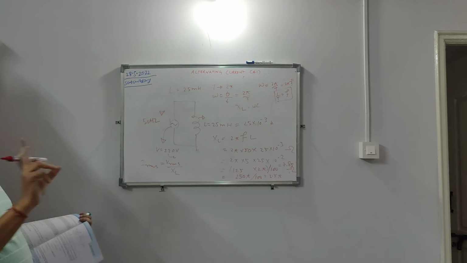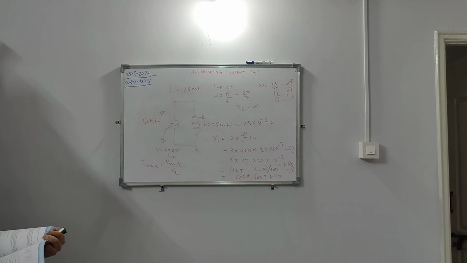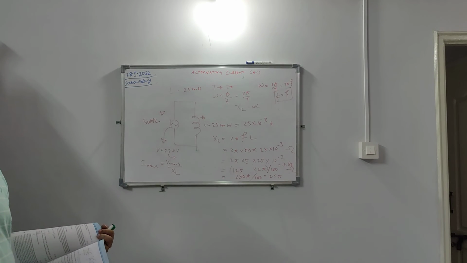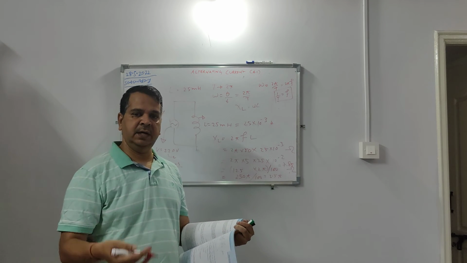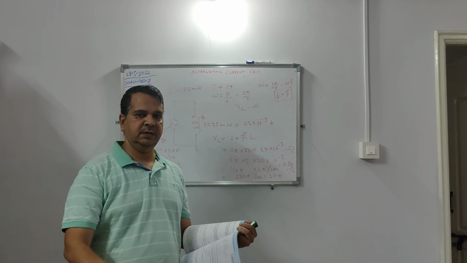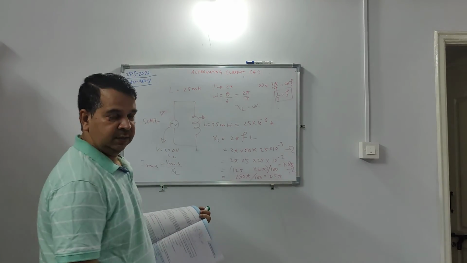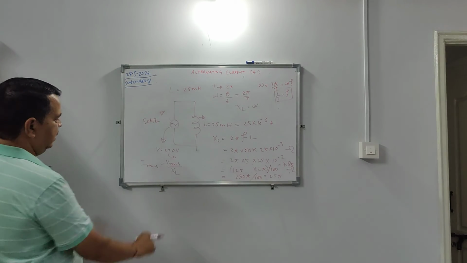See, this coil also has a resistance, but that resistance is negligible. That is the assumption. Every coil and every wire will have a resistance, but in this case they have just ignored that, okay, it is almost zero. So we know IRMS is equal to VRMS by XL.